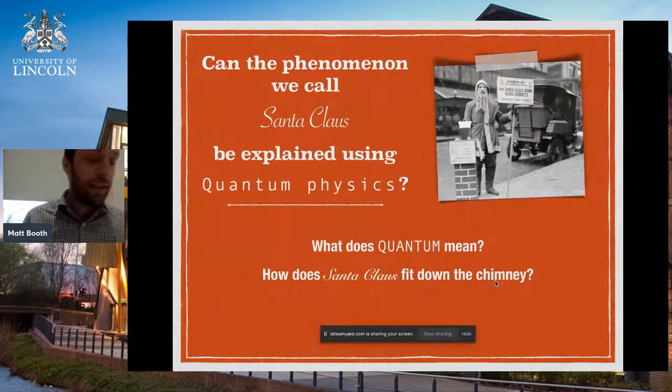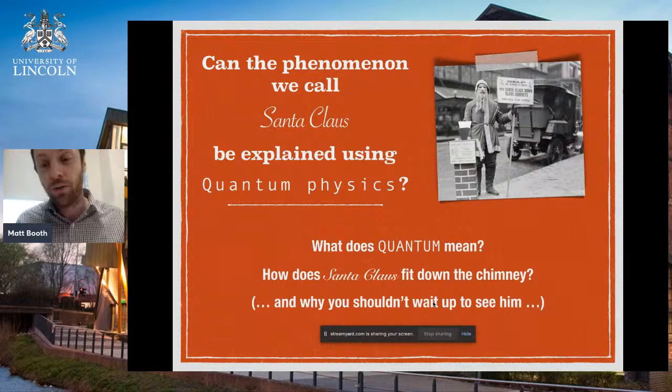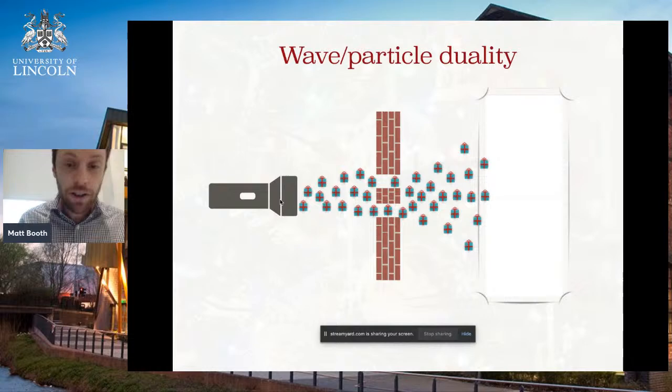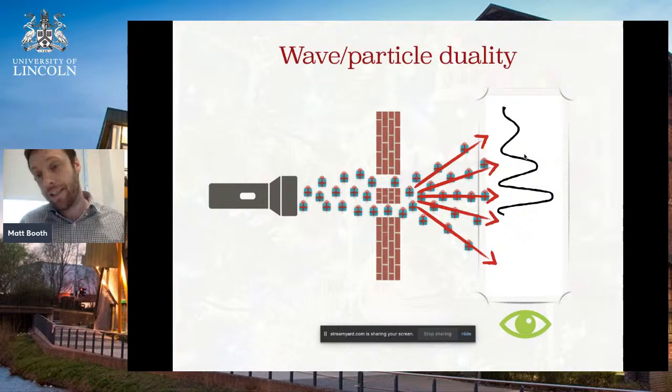So the last question, oh, actually, I forgot about this. I just wanted to say why you shouldn't wait up to see Santa. So Santa fits down the chimney because of tunneling, and there's a reason why you shouldn't wait up to try and catch him. So I showed you this slide earlier. We have some electrons going through a double slit, and on the other side we saw the interference pattern when we looked at the screen.